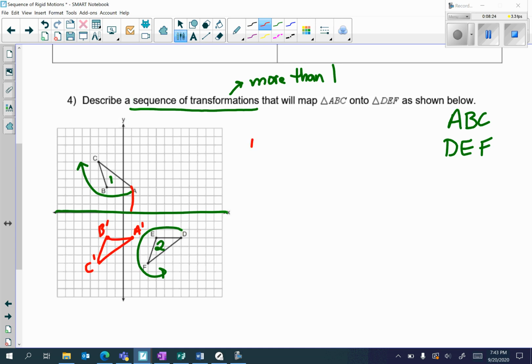So right now we did a reflection in the x-axis. Again, make sure you're specific. Don't just say reflection. You have to say where. Next, remember that A and D correspond to each other. So how am I going to get A prime onto D? Well, that looks like a translation of 1, 2, 3, 4, 5, 6 to the right.